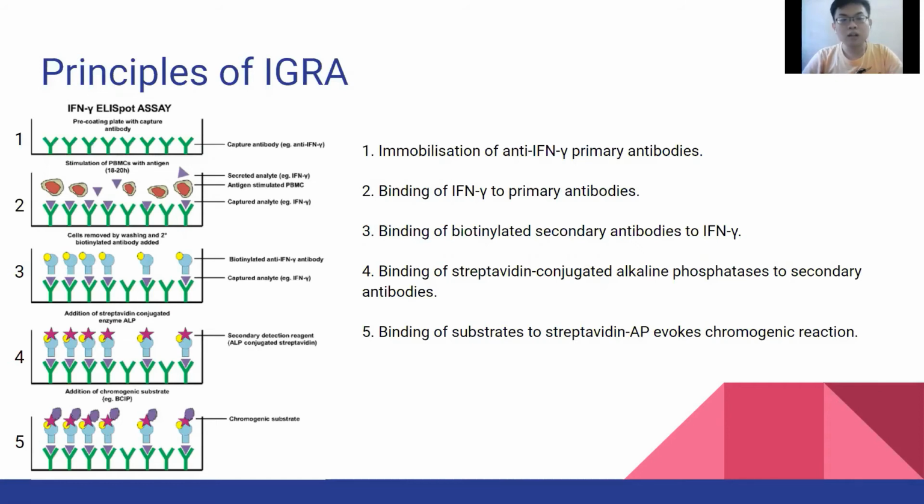The principles of IGRA are as follows. Step 1, immobilization of anti-interferon gamma primary antibodies. Step 2, binding of interferon gamma to primary antibodies. Step 3, binding of biotinylated secondary antibodies to interferon gamma. Step 4, binding of streptavidin-conjugated alkaline phosphatases to secondary antibodies. Step 5, binding of substrates to streptavidin AP evokes a chromogenic reaction. Therefore, tiny spots can be observed in the microtiter plate.